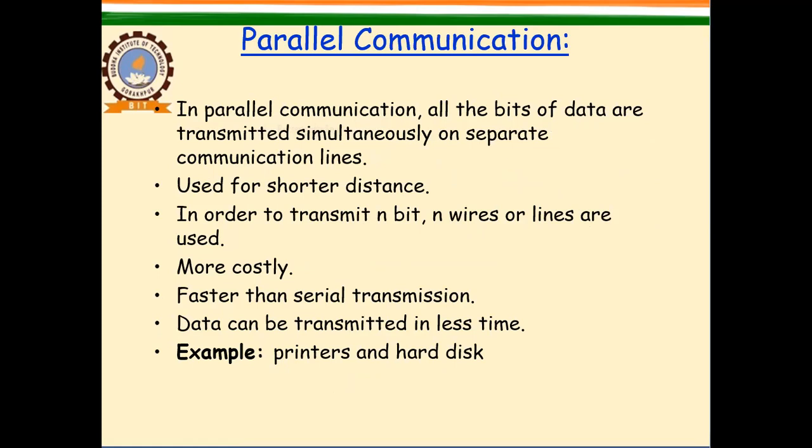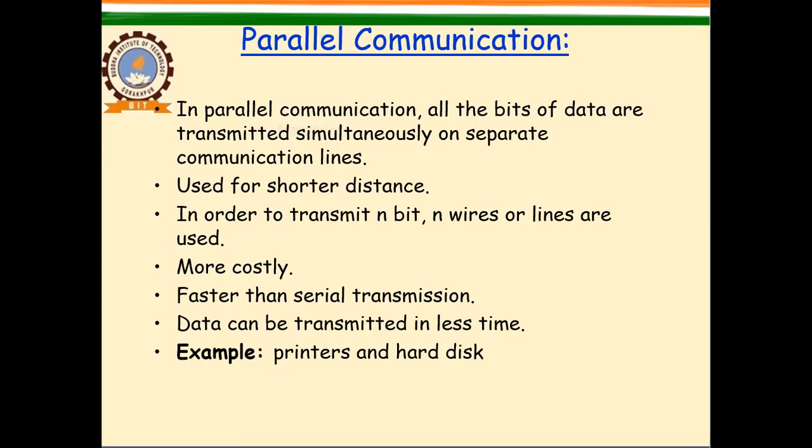In parallel communication, all the bits of data are transmitted simultaneously on separate communication lines. Means all the data bits are transmitted simultaneously, not one after another. This communication is basically used for shorter distances. If we are going to transmit n number of bits, then we need n number of wires or lines.